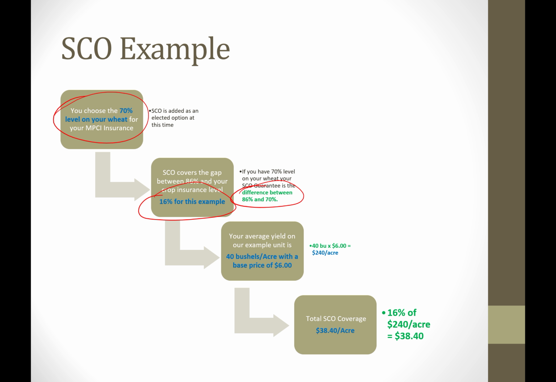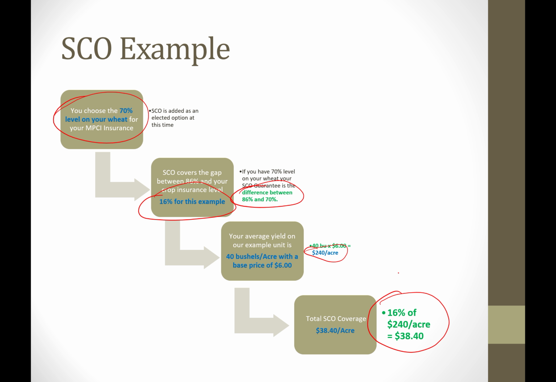Then down here we're going to say your average yield on a unit is 40 bushels times $6 a bushel base price, just to make this simple. Means that they're predicting you're going to gross about $240 an acre on this unit for wheat. Of that, 70% of that is covered by your individual side of your crop insurance. But then 16% now is covered through this countywide disaster program.